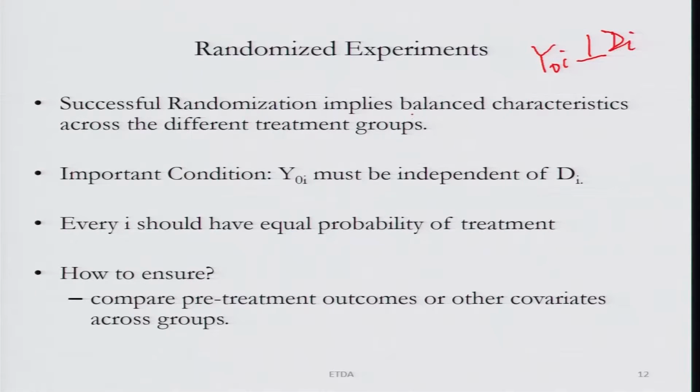One way of saying this is that a successful randomization implies balanced characteristics across the treatment and the control groups. What this means is that suppose you take this experiment on the impact of class size on student learning. Even before you put students in large or small classrooms, you need to know that the treatment and control groups have the same y naught i. Now, what is y naught i?